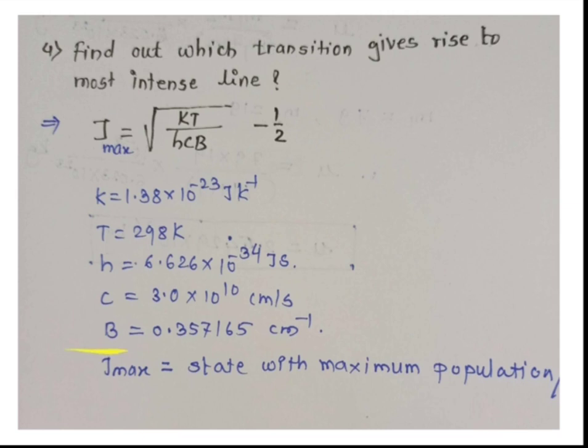And B is a rotational constant whose value we have calculated as 0.357165 per centimeter. And we have to calculate this J max, the state with maximum population, or the transition which gives rise to the most intense line. So we have all the values. Just put all the values in this equation and find out the J max value.